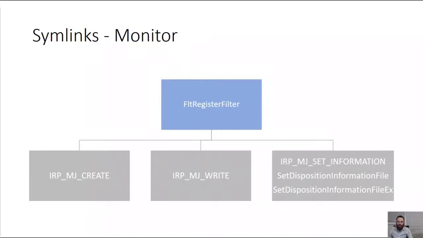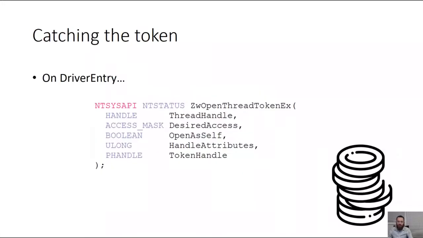We need to check the SetInformation class to know if its type is SetDispositionInformation or SetDispositionInformationEx, which indicates the file is to be deleted. So after catching the IRPs, we need a way to identify whether the thread that generated the IRP runs in a privileged process. We do it by calling ZwOpenThreadTokenEx. We can grab the token and check if a privileged user owns it.